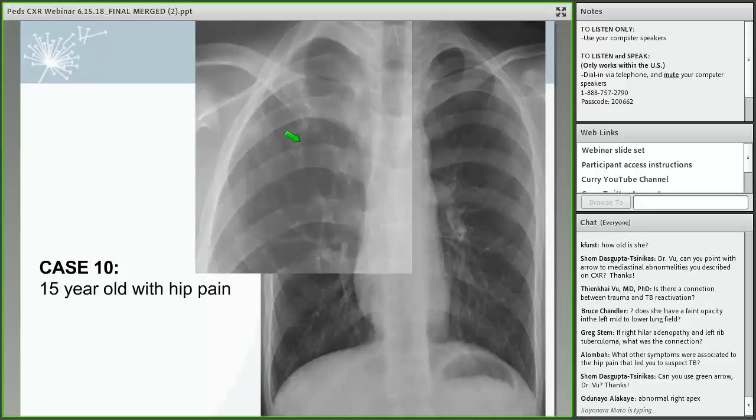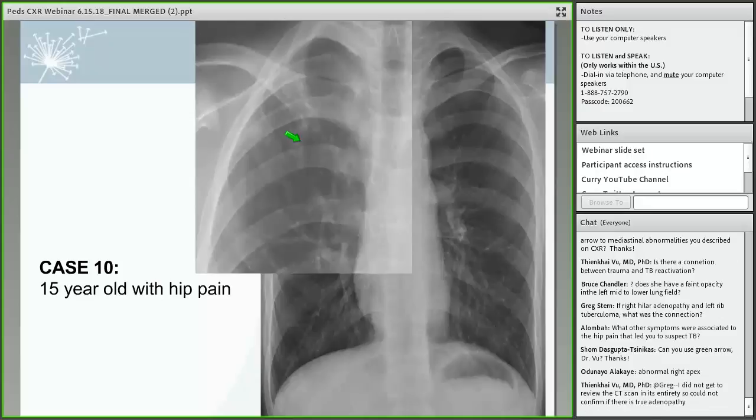Okay, great. So people are asking in the chat box what were the symptoms associated with hip pain that led you to suspect TB, and what else was going on with this guy. So what happened is that in the backstory, he had been having some intermittent back pain and maybe leg pain in Vietnam, maybe for as much as a year, but much worse after immigrating to the United States.